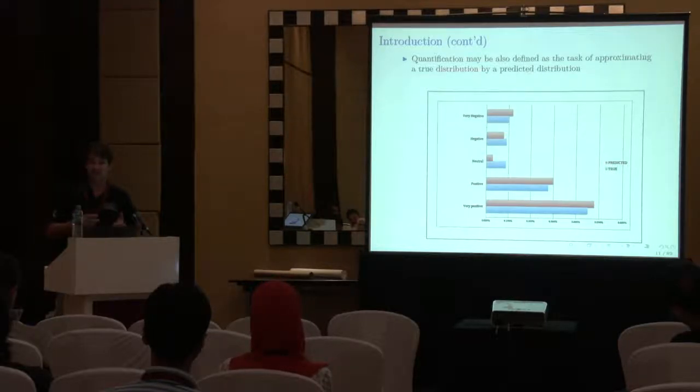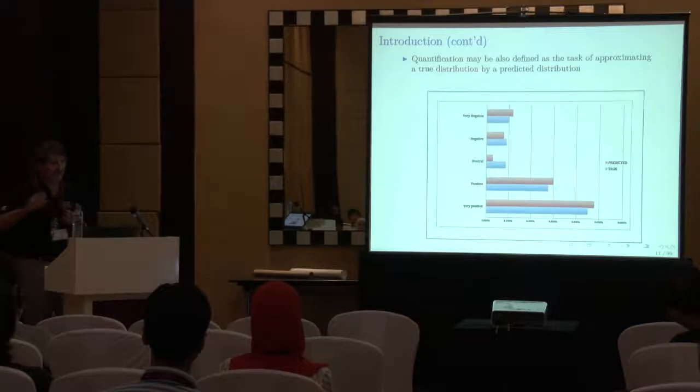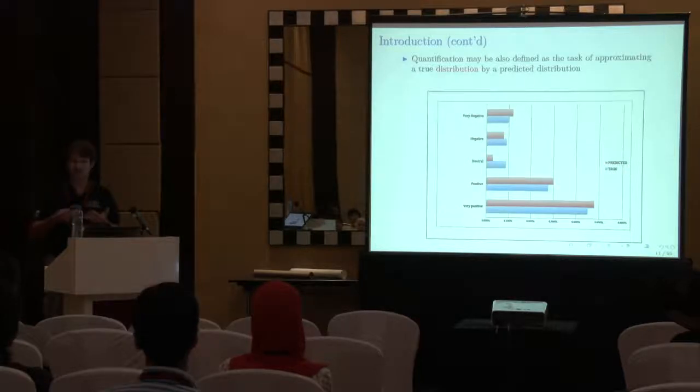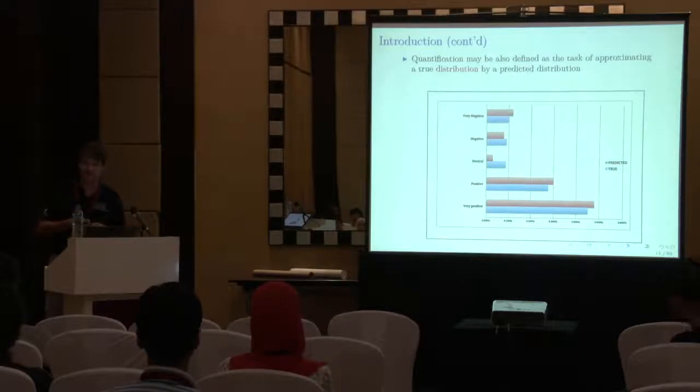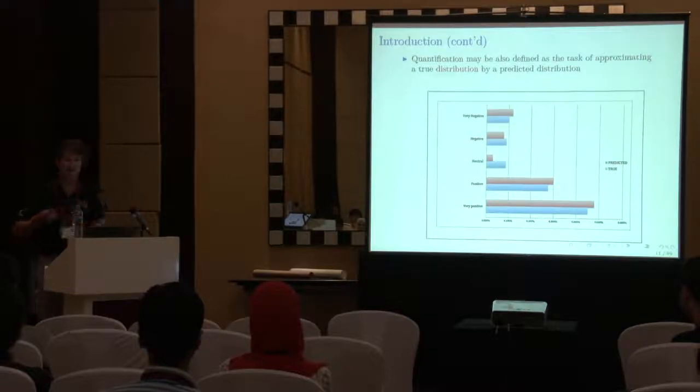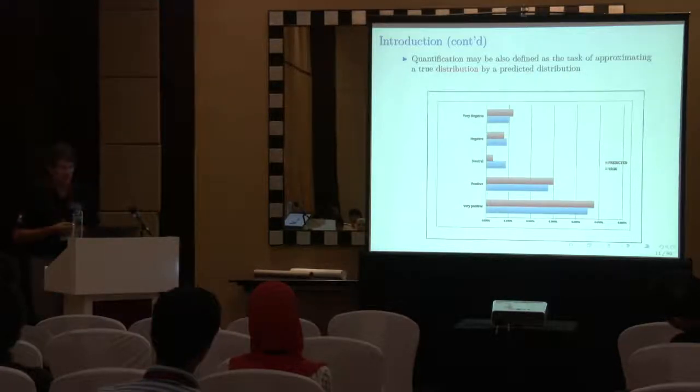The blue bars here represent the true distribution. The kind of distribution of the product reviews across these classes that would be measured if we had a reliable human annotator annotating all of these reviews, or if we simply take the stars which have been attributed by the authors. While the red bars represent a predicted distribution, the one that a classifier or a quantifier might come up with. And of course, quantification essentially is the task of approximating as well as possible a true distribution via a predicted distribution.